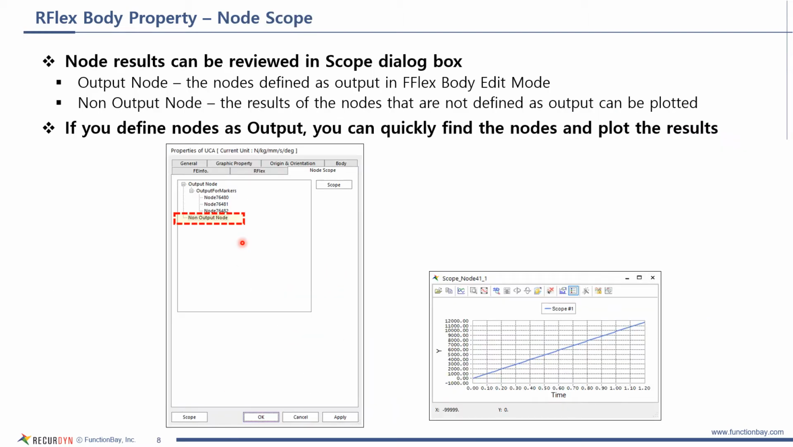In a flexible body, the node results are written to the results file only when the nodes are defined as output. However, it is possible to check the results of nodes that are not defined as output. Select non-output node and select the node you want to check the result of. The result is plotted in the scope dialog box.